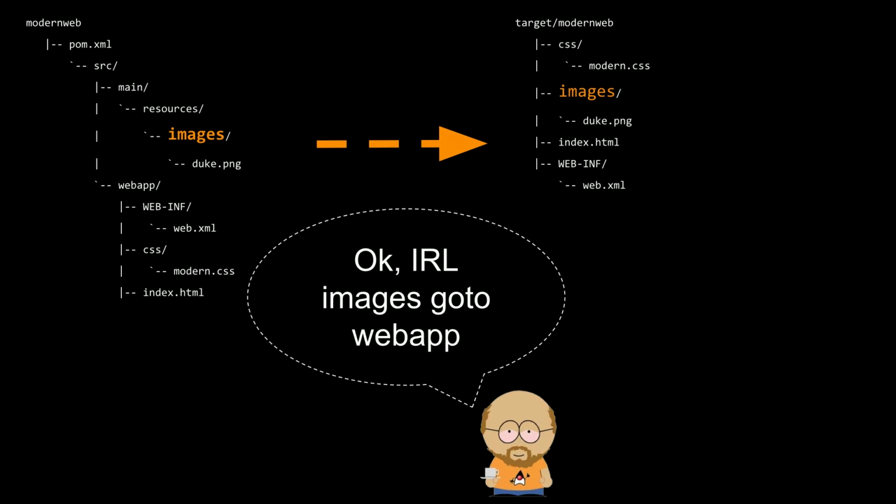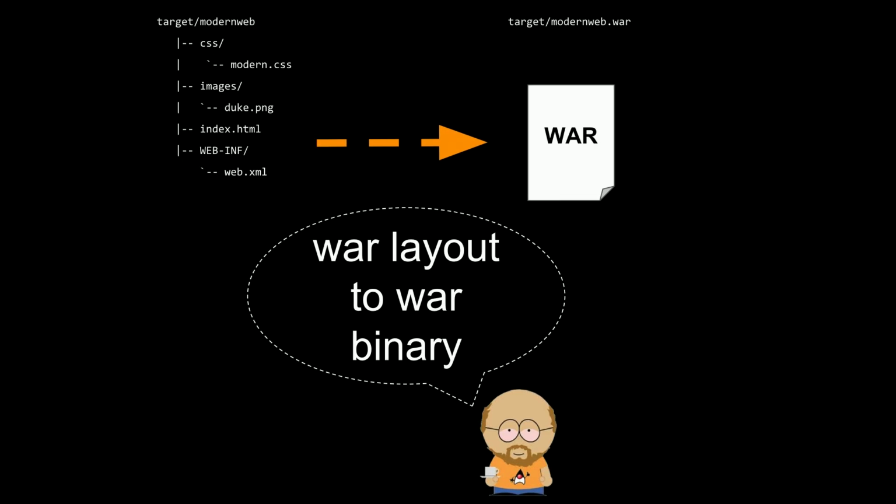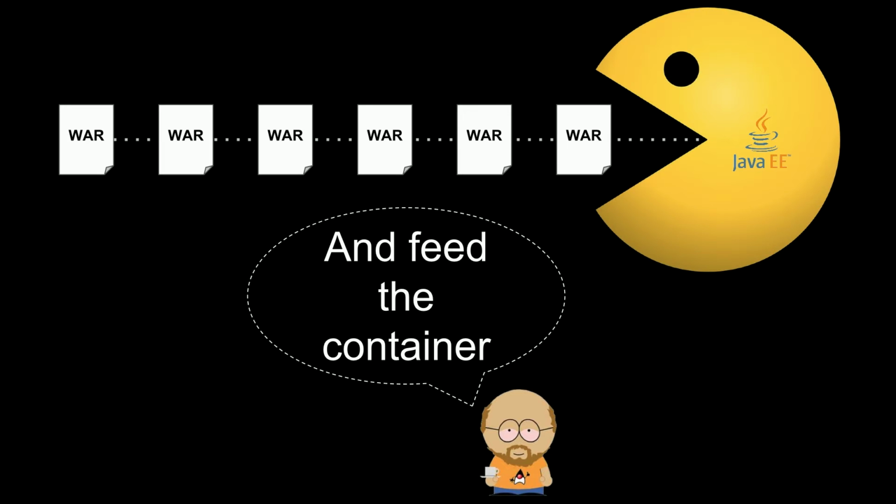Okay, in real life, no one ever puts images under resources. You put them directly under WEB-INF or webapp, and then you're done. But you get the point. You need to transform your structure into something else. And the next step is to transform your WAR layout to a WAR binary format. And then you can feed your container.